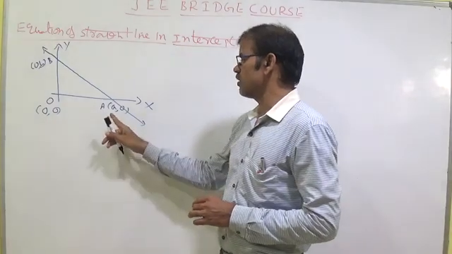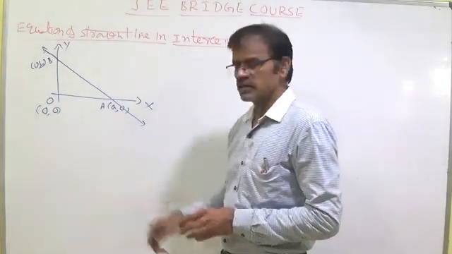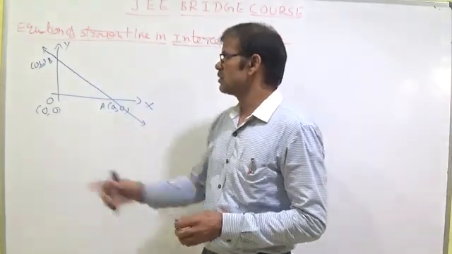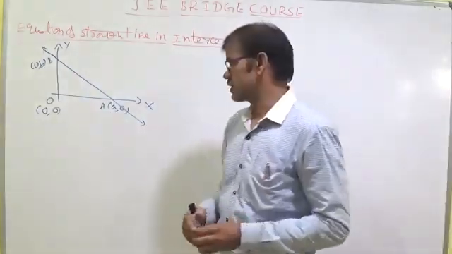Intercept means the value on the axis. Here a is called the x-intercept. The value of the point B on the y-axis is called the y-intercept.